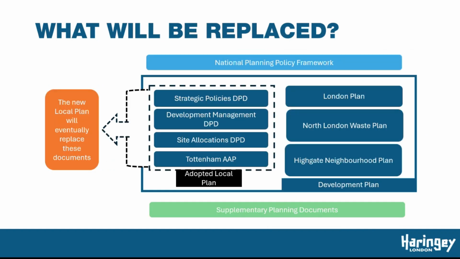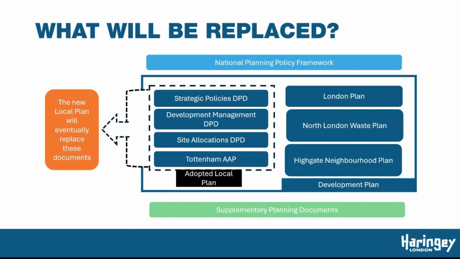So which documents will be replaced once the draft local plan gets published? There's a framework of policies that our local plan sits within. New development will still need to comply with national planning policy. It'll also need to be compliant with the London Plan, with the North London Waste Plan, and with any neighbourhood plans that are produced in the borough.